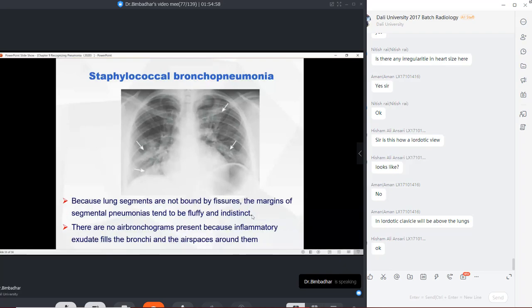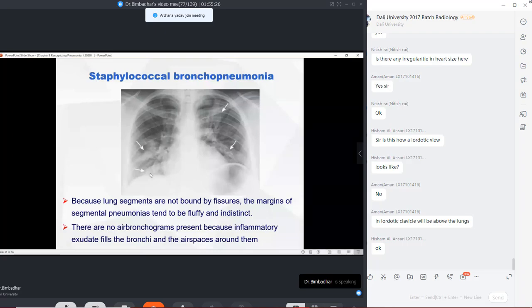All right. Now, since the lung segments are not bound by the fissures, the margins of segmental pneumonia generally tend to be fluffy and indistinct. Usually there are no air bronchograms present. But sometimes inflammatory exudates fill up the bronchus and the air spaces around them, and that's the reason there are no air bronchograms present.